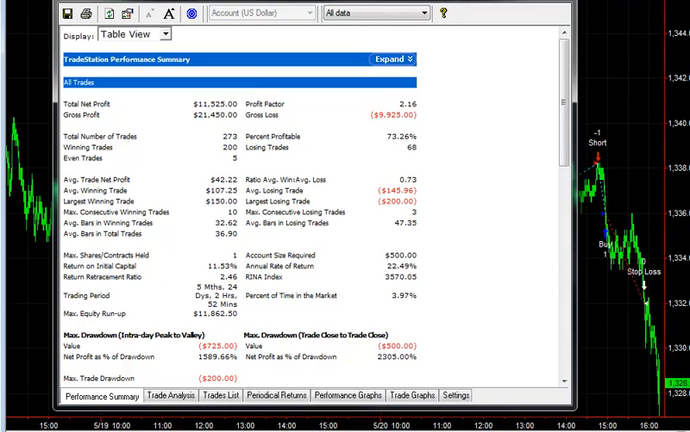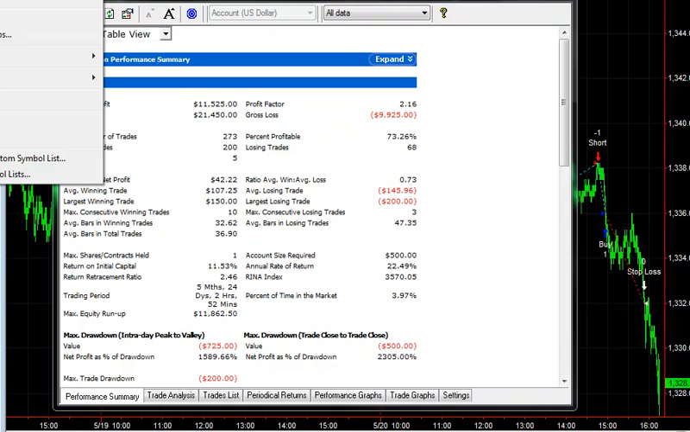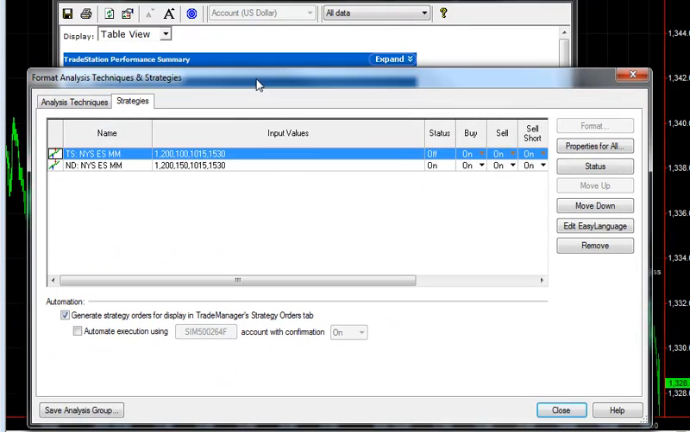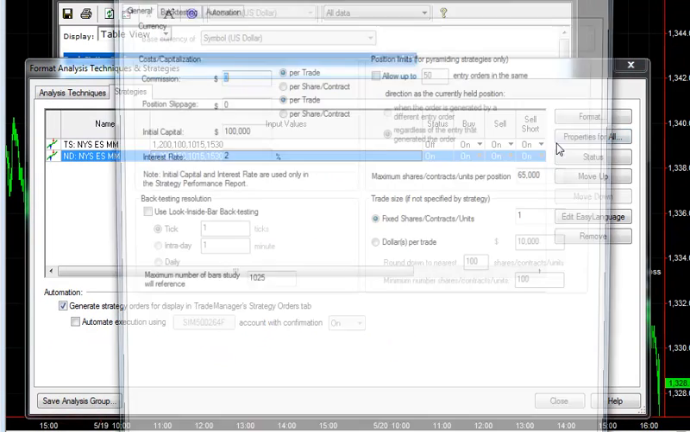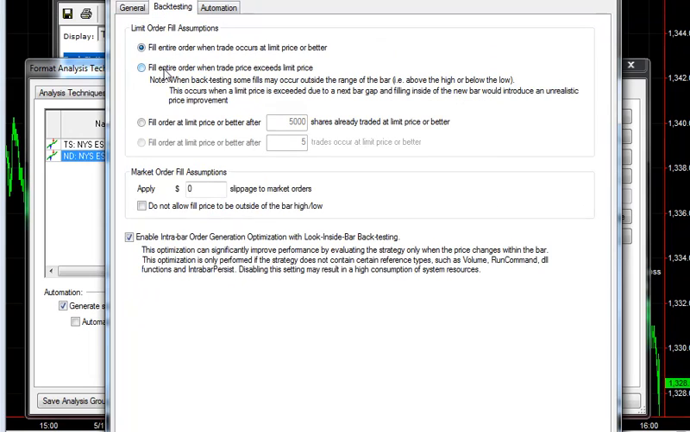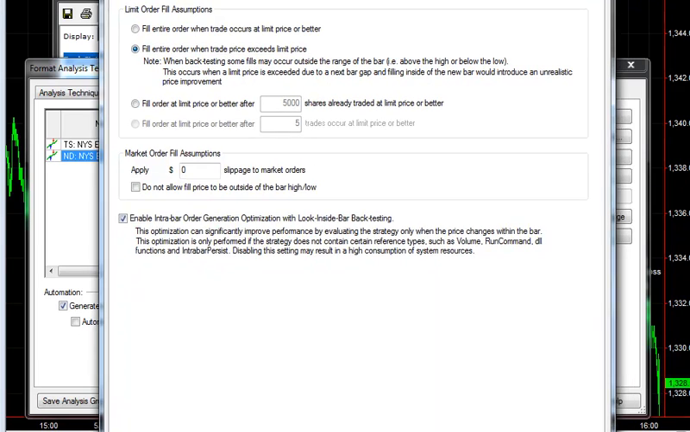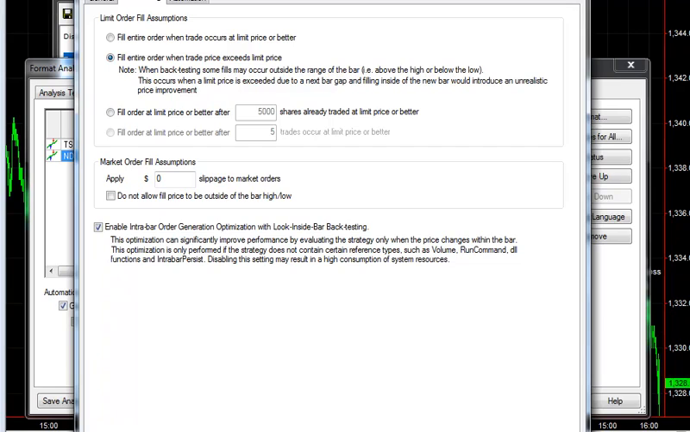This doesn't have any slippage and commission taken out, and then we also have the question: do we change the settings? I'm going to show you, change the settings to this backtesting option: fill entire order when the trade price exceeds limit price. I don't find this to be accurate because I see some trades that are not filled that would trade through the price when I've gone through and looked at all the results.